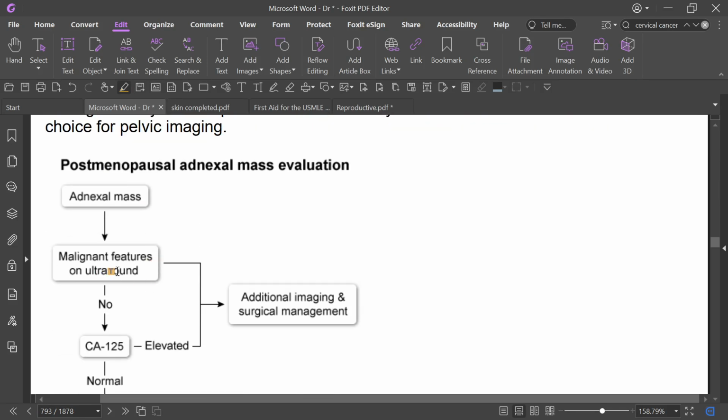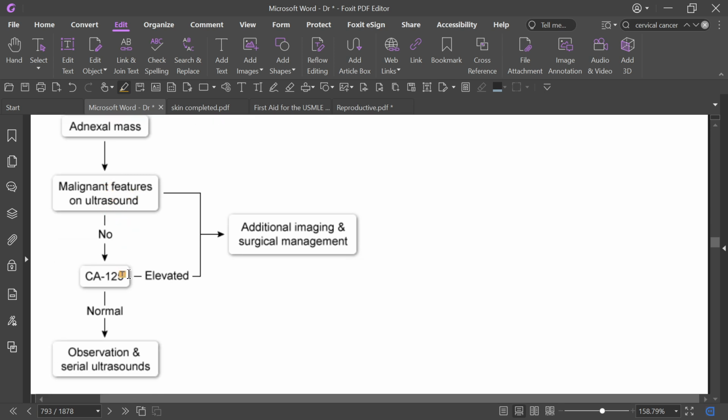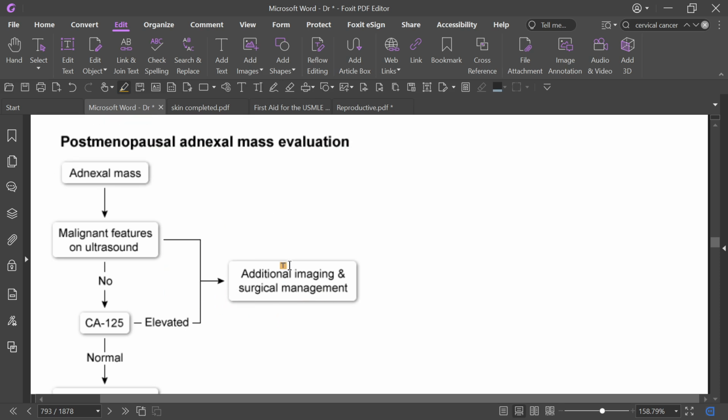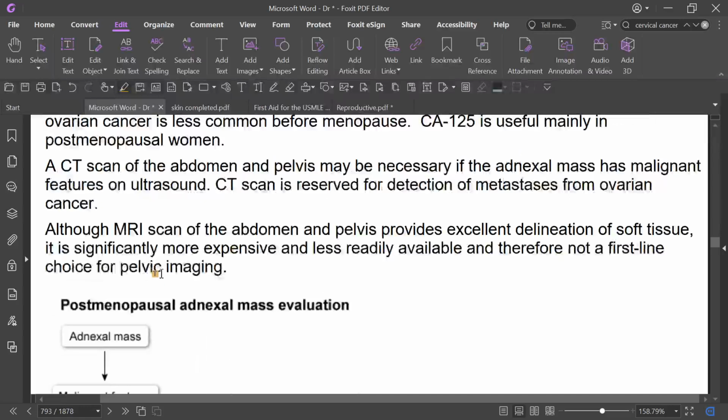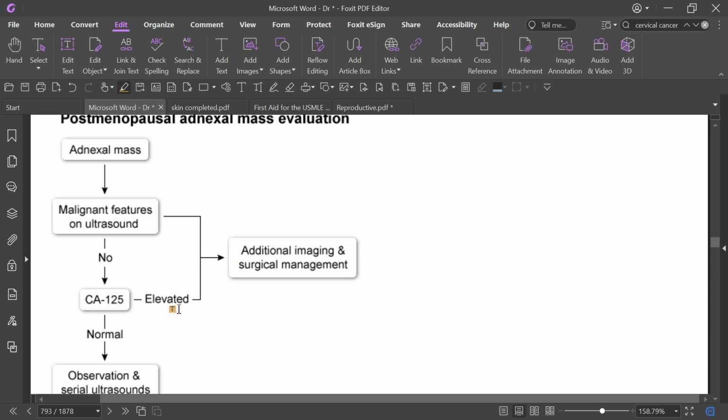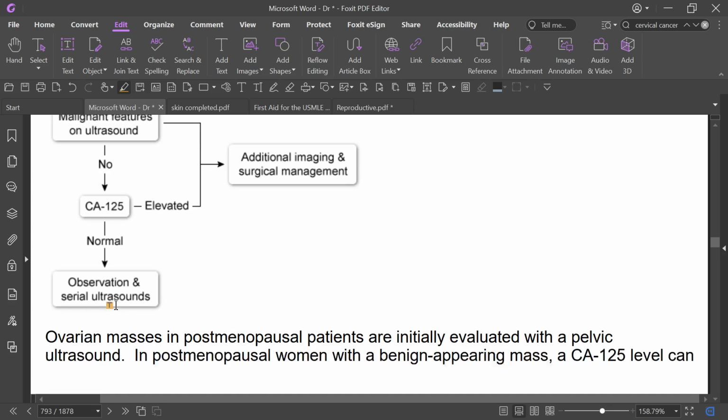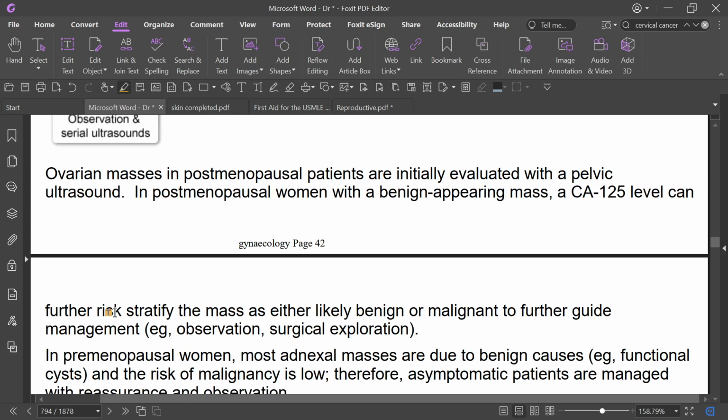So, in a postmenopausal adnexal mass evaluation, we look at whether the adnexal mass presents malignant features on ultrasound, like increased vascularity, septation, calcification. If present, additional imaging and surgical management may be needed. Additional imaging means CT scan of the abdomen and the pelvis for looking for metastasis, and then surgical treatment. If malignant features are not present, then CA125 is done. If it is normal, then observation and serial ultrasound should be done.